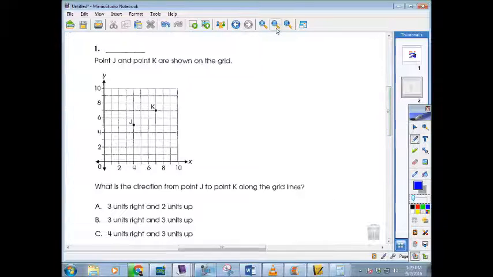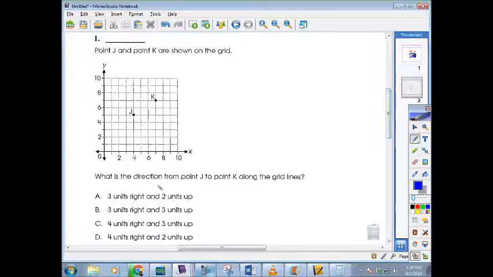Let's go in the back here. All right, part of a coordinate plane. It's a grid. Okay? You just have to figure out what is the direction from point J to point K. So you can see it's multiple choice. Going from right here to right here, you have to decide how many units to the right it went and how many units up it went. Very, very simple on that one, I think.